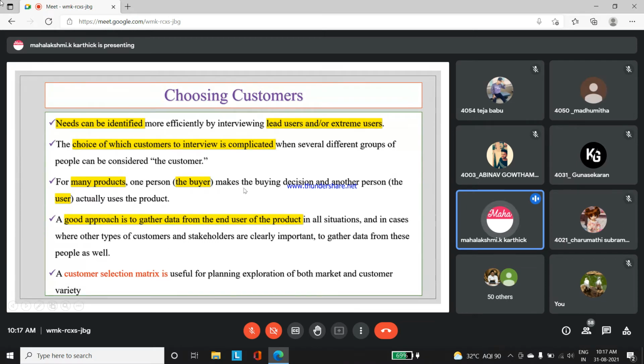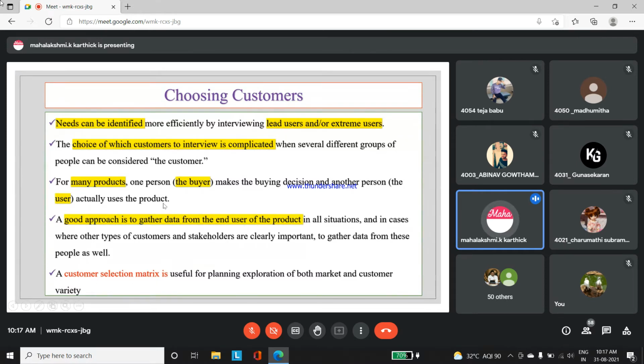So for many products, there will be a particular person who is going to buy, making the buying decisions, analyzing whether this product will be useful for my son or daughter, and whether to buy it for them or not. That person is the buyer, taking the decisions. And another person will be the user. The real user is the person who actually uses the product. So a good approach is to gather data from the end user of the product.